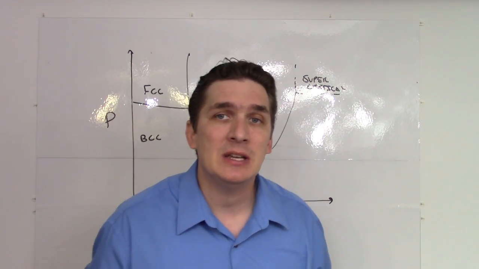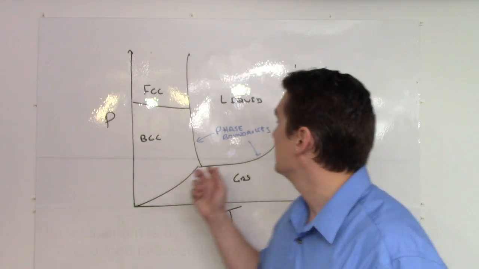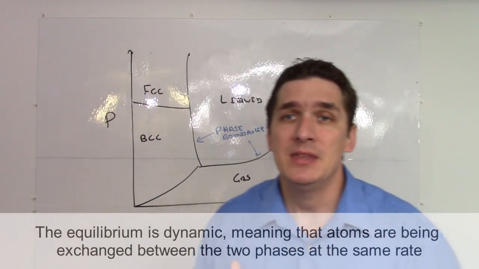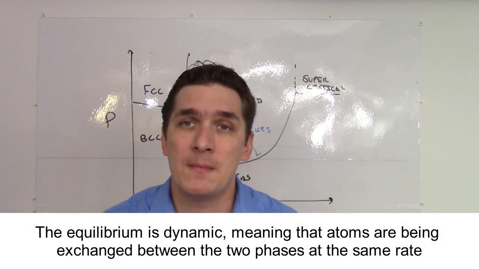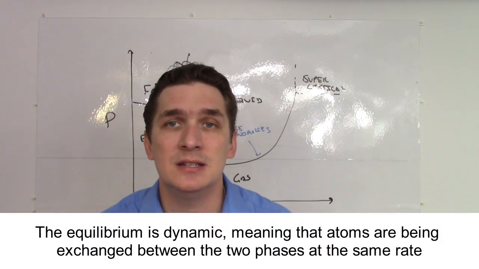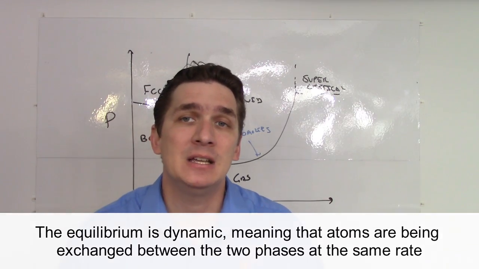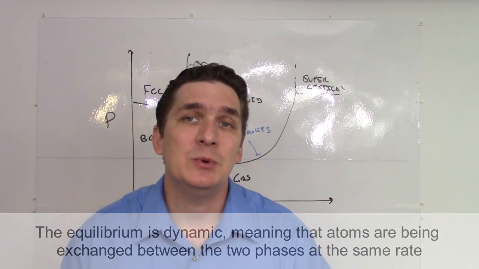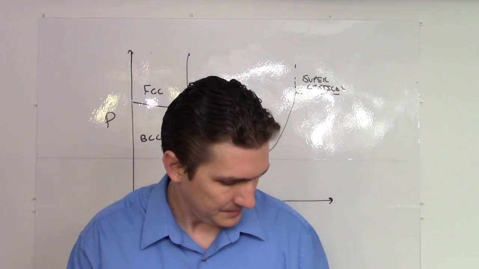And this is a dynamic equilibrium, meaning that if we have something like the gas-liquid phase boundary, the liquid and gas molecules are going back and forth between the two phases. Gas is condensing, liquid is evaporating. But again, because we have a PT phase diagram, we don't know the ratios.